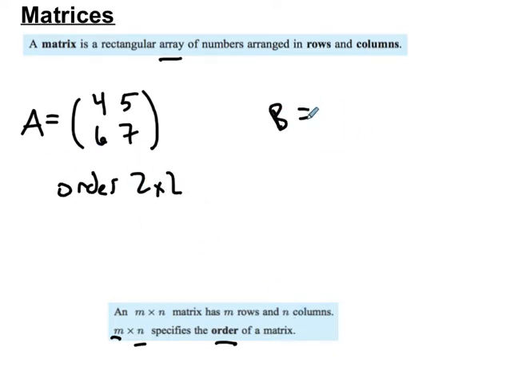Now if I were to have matrix B, where I had 1, 0, 3, and 4, that would just be a single row, so that would be an order of 1 by 4, with 1 row and 4 columns. So this would be a 1 by 4 matrix, right? There are more examples of this in your book, so you can identify those and begin to get used to what the order of these things might be.